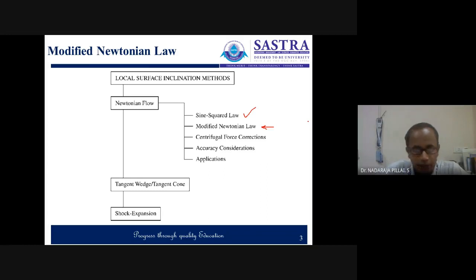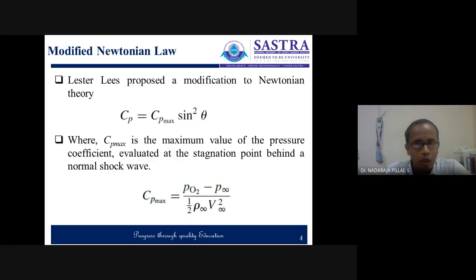Then in the same local surface inclination method, we will further go to the tangent wedge method, tangent cone method, and the shock expansion in the later stage. Now, what is modified Newtonian law? I recommend you see the references later, but I will just go through what Lees proposed. Lees proposed an interesting method for the modification of the Newtonian theory.